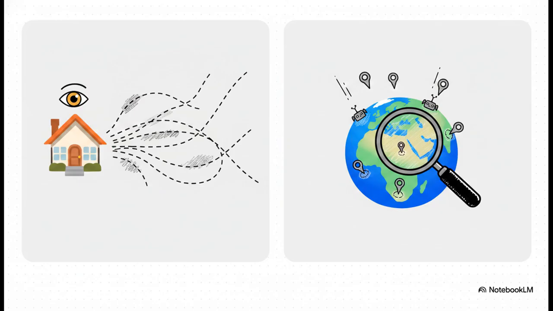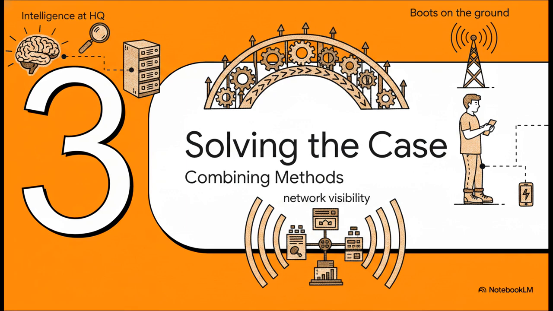It deploys actual physical test SIMs, or probes, out into commercially important places. We're talking airports, transport hubs, central business districts. It literally creates its own traffic to measure exactly what a real phone is experiencing right there on the ground. Section 3. Solving the case and how both methods combine.